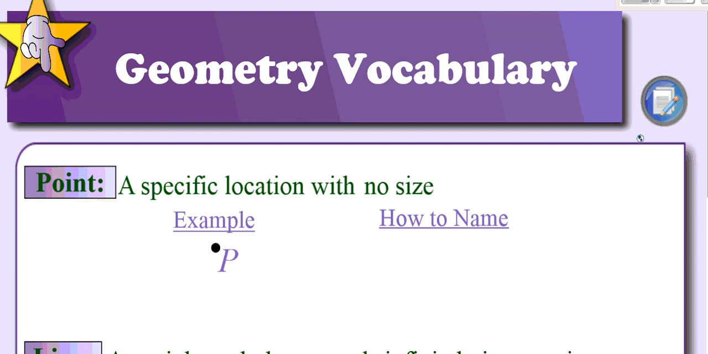Most of what geometry is, it's a lot of vocabulary. It's almost like a foreign language, there's so much vocabulary. So that's why we've got the vocabulary sections in your notebooks and all of that. Our first term, though, is a point. And it's a specific location with no size. We just represent it with a little dot and a capital letter. Draw the dot to represent the point, and we name it with a capital letter. So you just name it with P, like any capital letter, whatever one's used.